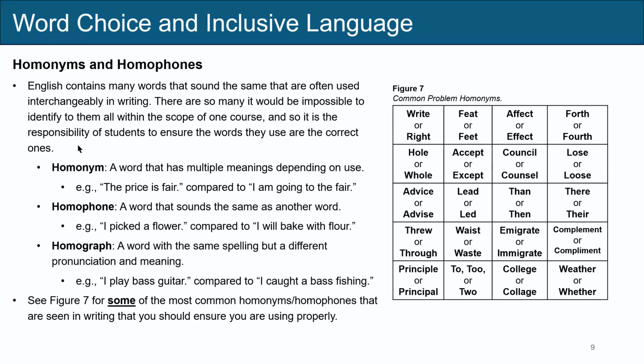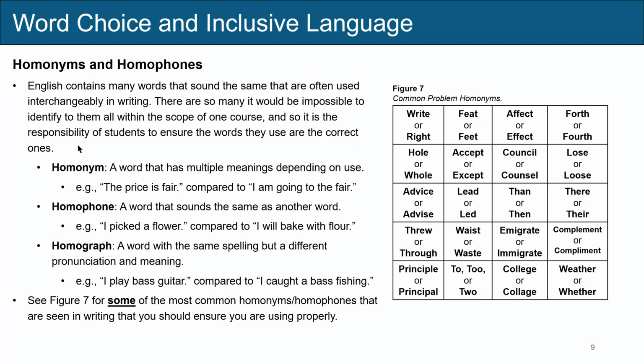If I say the price is fair, I mean that the price makes sense for what the product is. If I say I am going to the fair, I'm no longer talking about something being good for what the product is. I'm talking about a specific place where it's like a carnival, or there's going to be rides and games to play. A homophone, so homo means the same, by the way. Phone has to do with sound. So homophone means same sound.